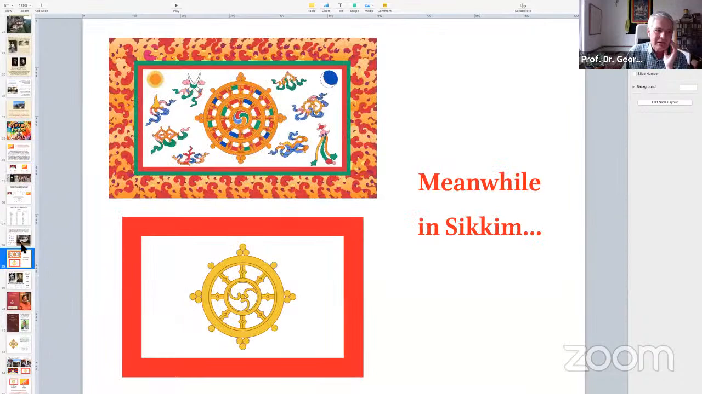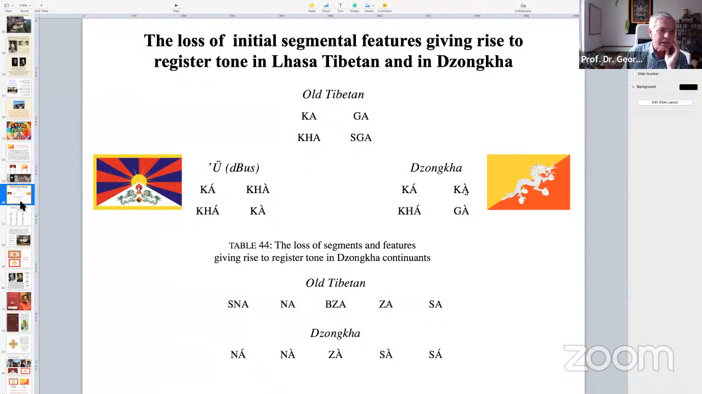Meanwhile, I jumped quite a bit, didn't I? Here, this is what happens. This is what we have in Old Tibetan. These are variables, that's why they're capital letters. This is K, but it can also be P or T or another unaspirated voiceless plosive, and this is an aspirated voiceless plosive, and this is a voiced plosive initial, and this is one in a cluster.